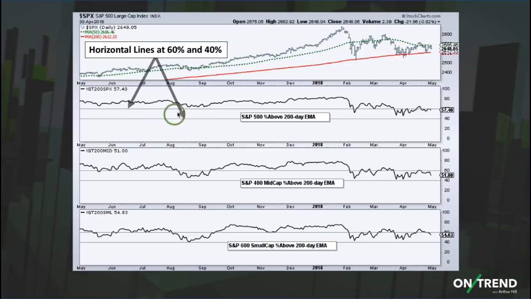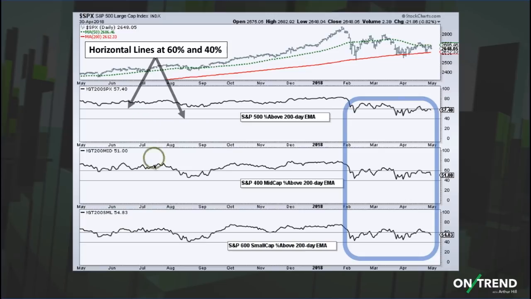I put my bullish threshold just above 50% at 60%. So when 60+% are in uptrends, that's enough for me to be bullish. But when 40% or less are above the 200-day EMA, which means 60% or more are below the 200-day, that's enough to turn bearish on the long-term trend for the market.